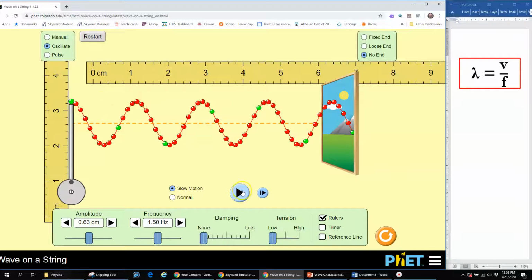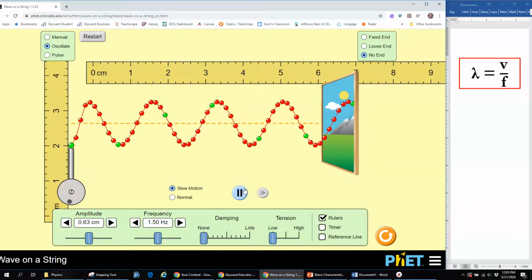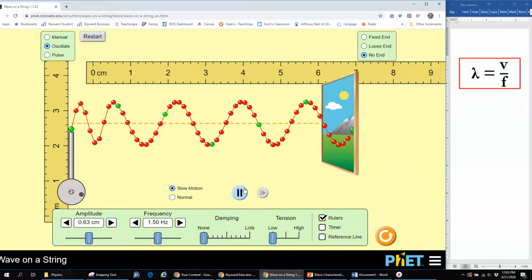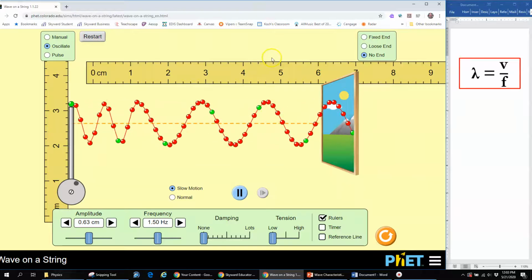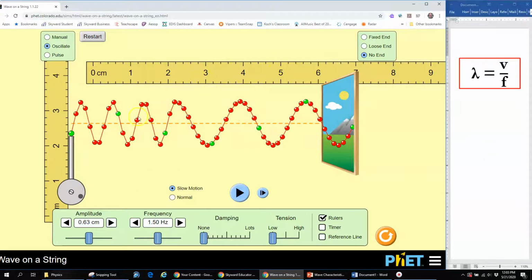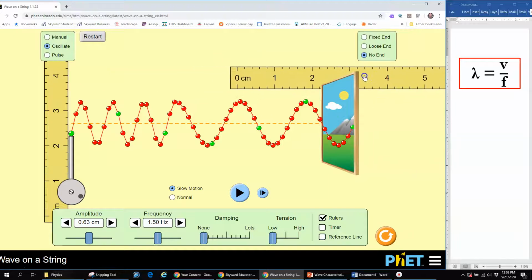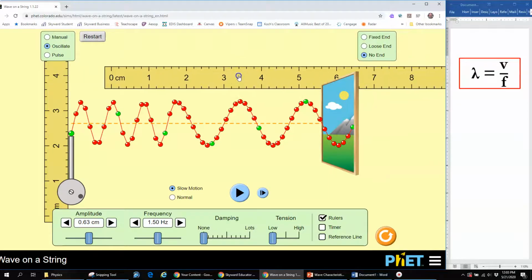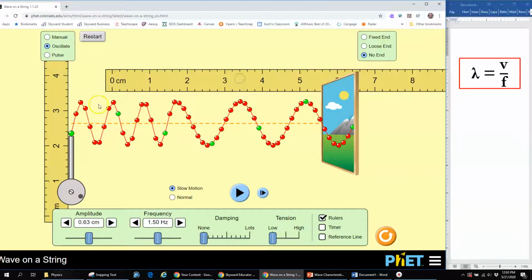So let's see. Yep. And now what we can see, this is a good time to pause it. Here is the original wave at the original frequency, and what we find is that the distance of 2 cycles is now the same, because the wave didn't change speed, but the frequency doubled. It's a great picture.